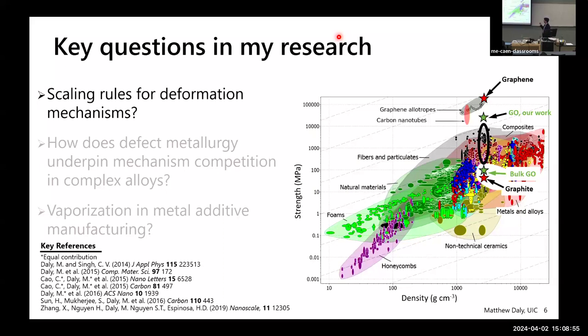Who here has heard of graphene? Yeah. It's this 2D material, a monolayer packing, hexagonal packing of carbon atoms in a honeycomb lattice. It has length and width, but the thickness is a single atomic layer, right?